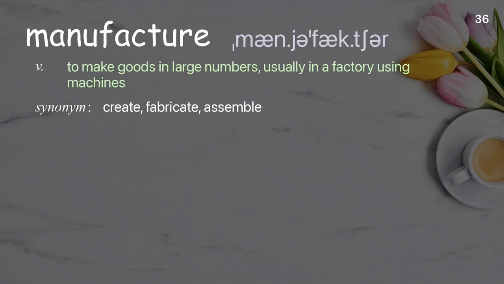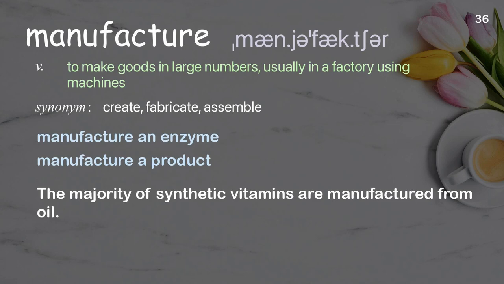Manufacture: to make goods in large numbers, usually in a factory using machines. Examples: manufacture an enzyme, manufacture a product. The majority of synthetic vitamins are manufactured from oil.